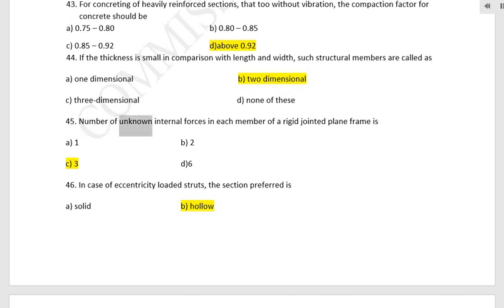45. Number of unknown internal forces in each member of a rigid jointed plane frame is: A. 1. B. 2. C. 3. D. 6.